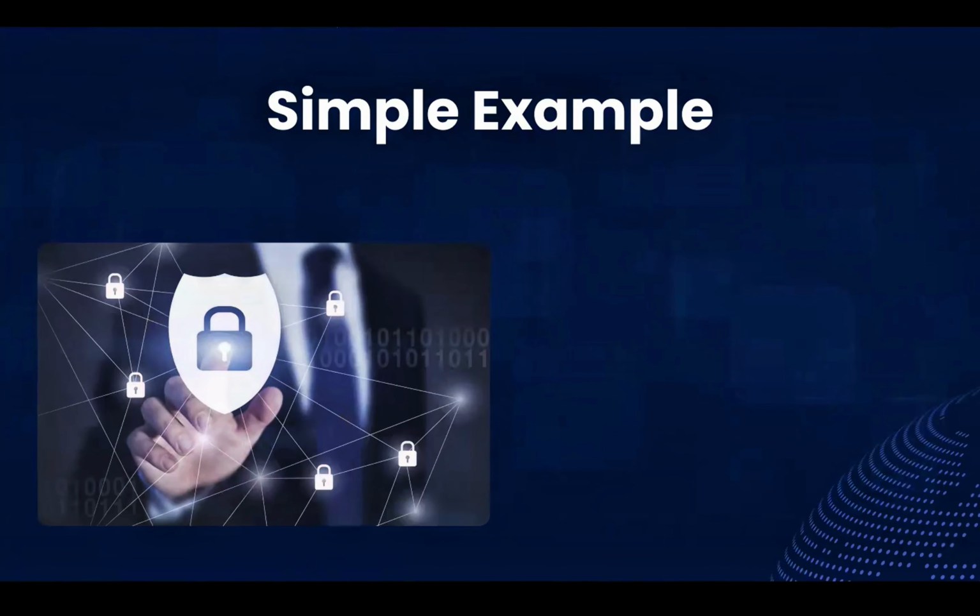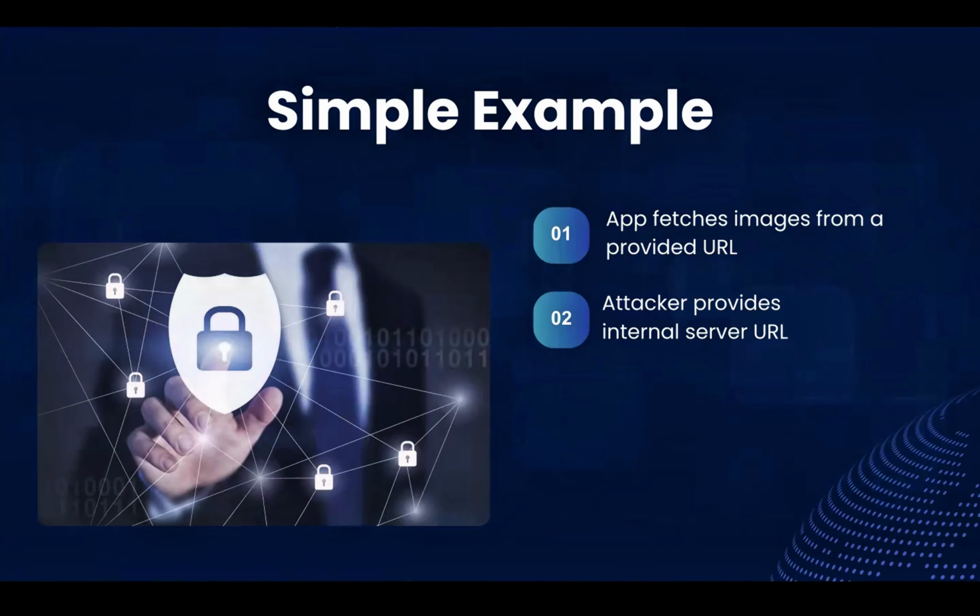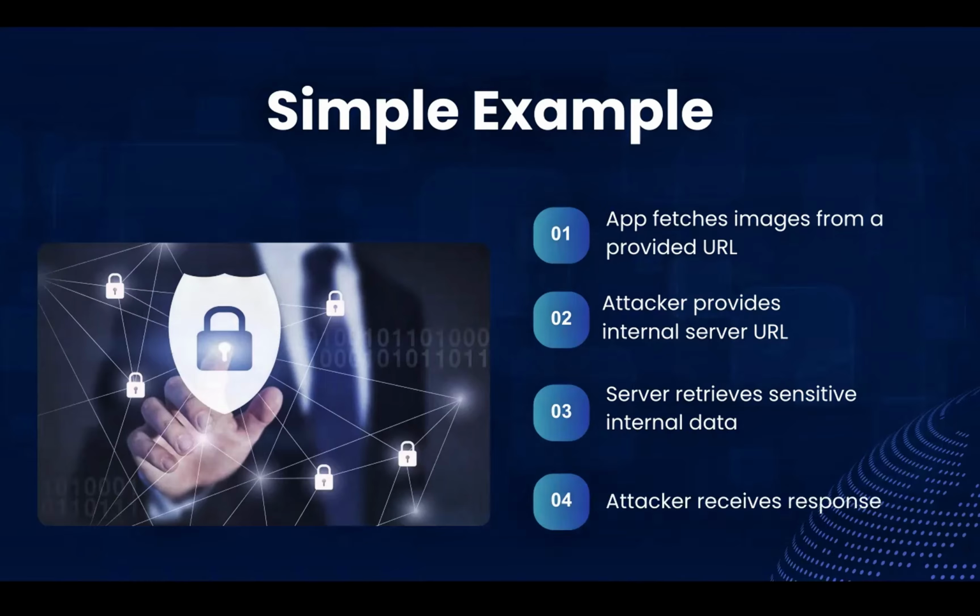Here is a simple example. Imagine an application that fetches images from a provided URL. Then we have an attacker that supplies an internal server address instead, or maybe an internal server URL. Instead of the application properly validating or verifying things, it blindly fetches it. That is, the server retrieves sensitive internal data, and after that, the attacker receives the response. In all of this, no firewall was bypassed directly. It was the server that did the work.